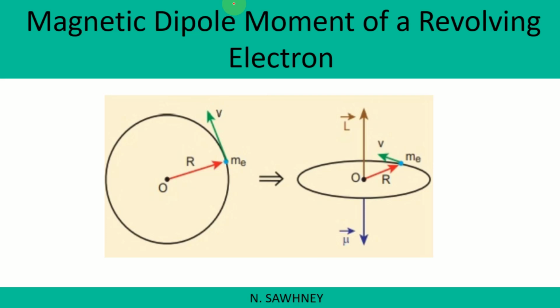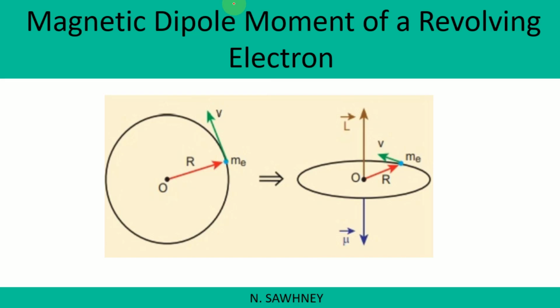Hello students, in this video we will study the magnetic dipole moment of a revolving electron. We all know about the atomic structure. There is a nucleus at the center and electrons revolve around the nucleus, as in our solar system the planets revolve around the sun. But the force of attraction here is due to electrostatic forces in place of gravity.